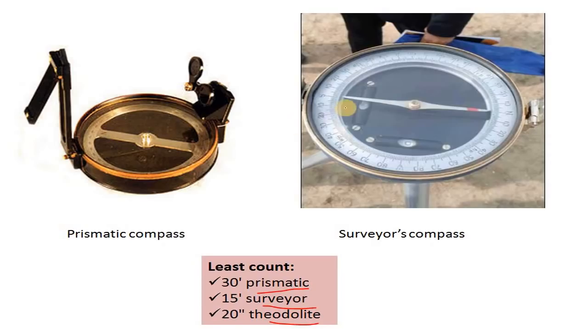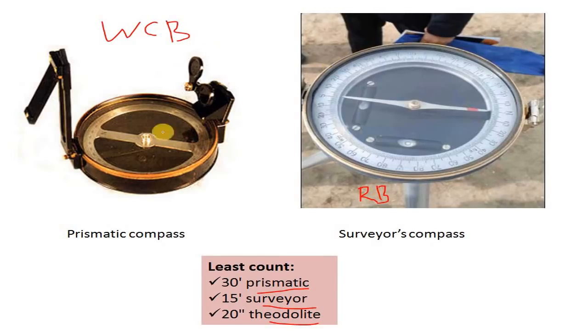This is broad type, and in the surveyor compass, the needle is edge type. You can see the difference between this needle and this needle. This is called broad type, this is called edge type. Again, one basic difference between the prismatic compass and the surveyor compass is the bearing measurement system. In the prismatic compass, WCB is measured, but in the surveyor compass, reduced bearing is measured.